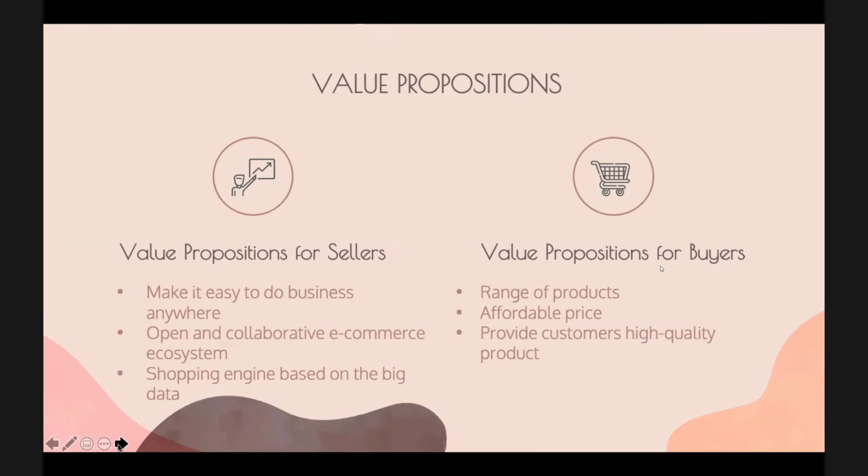The first one for sellers is make it easier to do business anywhere. The seller can conduct his business from anywhere in the world. The second one, open and collaborative e-commerce ecosystem. It means that the platform is open to everyone. And the third one is a shopping engine based on big data. The company collects data about purchases and customers, which makes it more efficient to sell the products.